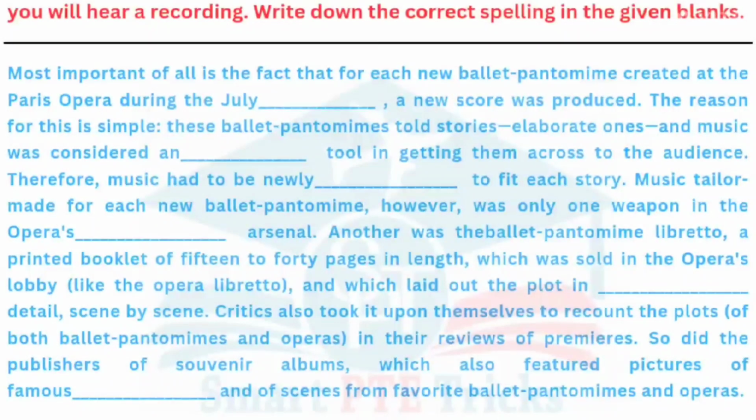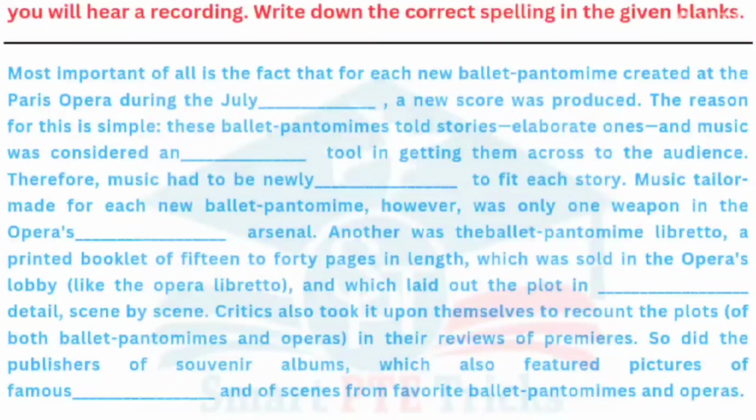Most important of all is the fact that for each new ballet pantomime created at the Paris Opera during the July Monarchy, a new score was produced. The reason for this is simple. These ballet pantomimes told stories, elaborate ones, and music was considered an indispensable tool in getting them across to the audience. Therefore, music had to be newly created to fit each story.